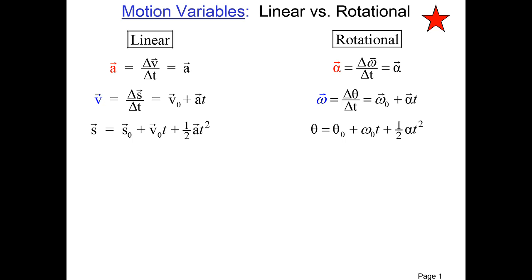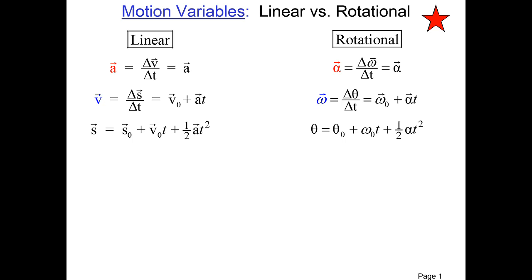For velocity, the velocity is the change in position divided by time. It's a vector as well, and if something is under constant acceleration, then the final velocity is equal to the initial velocity, v naught, plus the acceleration times time. For angular velocity, it's the change in the angle divided by time, and under constant angular acceleration, the final angular velocity is the initial angular velocity plus the angular acceleration times time. Notice these formulas are exactly the same.